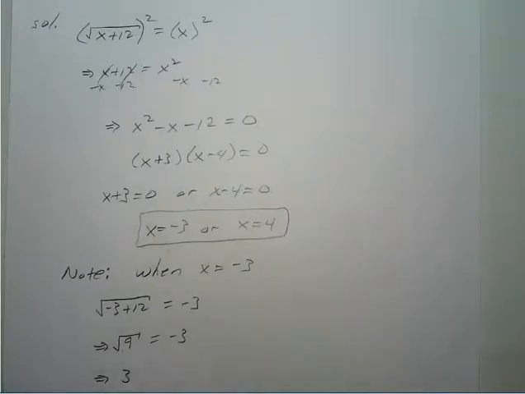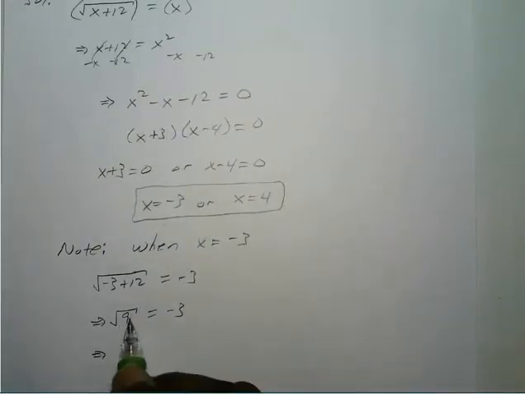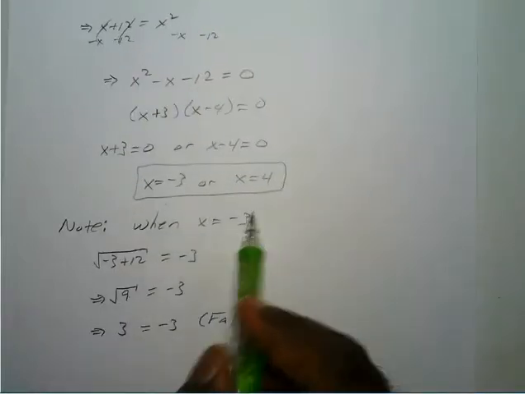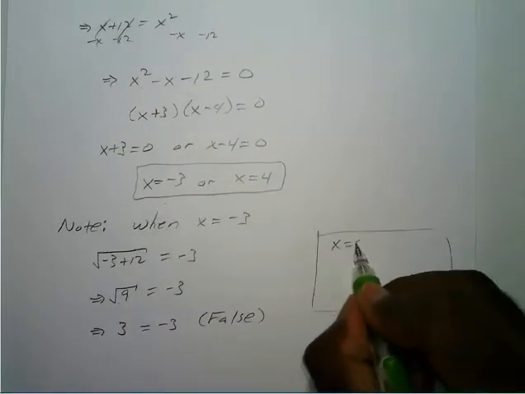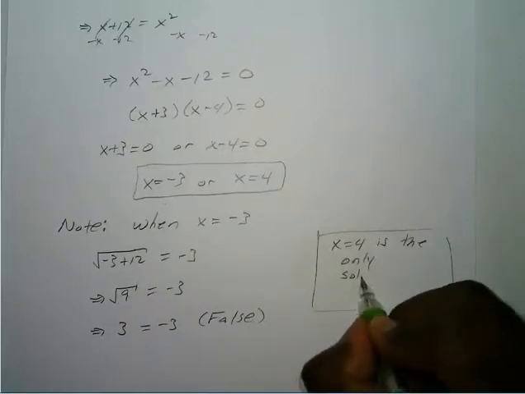So the square root of 9 is equal to 3, because remember, when you're working with radical equations, you're only looking at the square root of a positive value. You're not doing the positive and negative. So you have the square root of 9 is equal to 3. It is negative 3, which is false. All right. So since that's false, you can't use negative 3. So that means x equals 4 is the only solution.